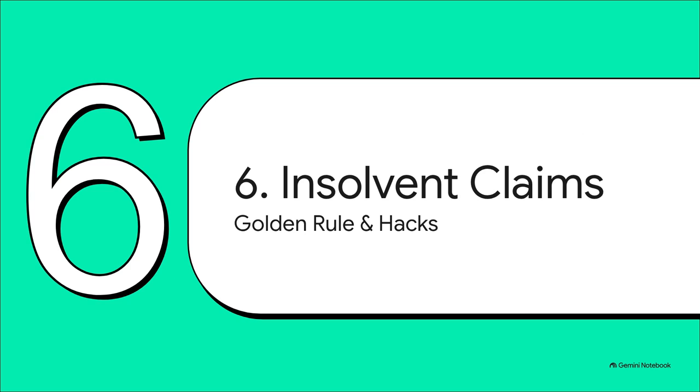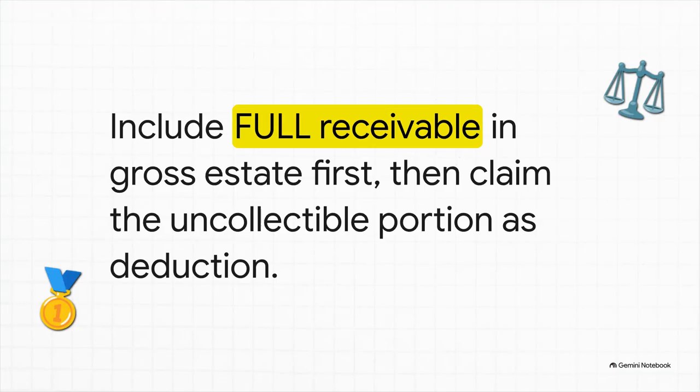The golden rule and final hacks. Let's tackle our final rule today, and it's all about insolvent debtors. When dealing with claims against insolvent persons, you might be super tempted to just include the net collectible amount, right? Do not do it. The golden rule here is you must put the whole pie, meaning the full receivable amount, into the gross estate first. Only after you've included that full amount can you actually claim the uncollectible portion as an ordinary deduction.